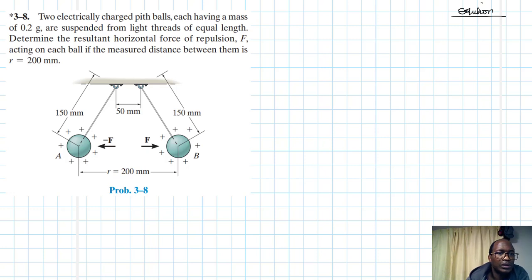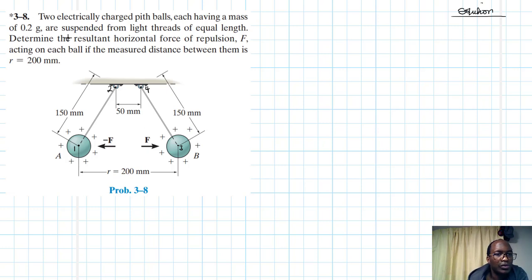Right, so let's draw the free body diagram. So let's call this point here point 1, this one here 2, and then this point here 3, this one here 4, or maybe not like this. Let me say 1, then this one here 2, this one here 3, this one here 4.